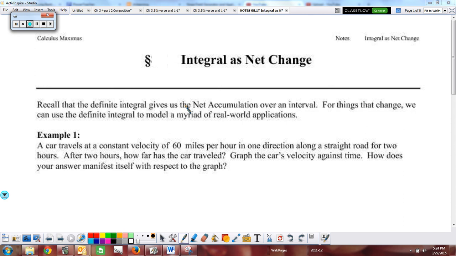Alright, so what we're going to do with this set of notes, I can't stress how important this idea of an integral as net change is. We started this discussion back in section 5.4 where we were looking at the integral as net change, or the displacement, using the fundamental theorem of calculus. And so keeping this idea, it's so important that we're going to do a second set of notes discussing this.